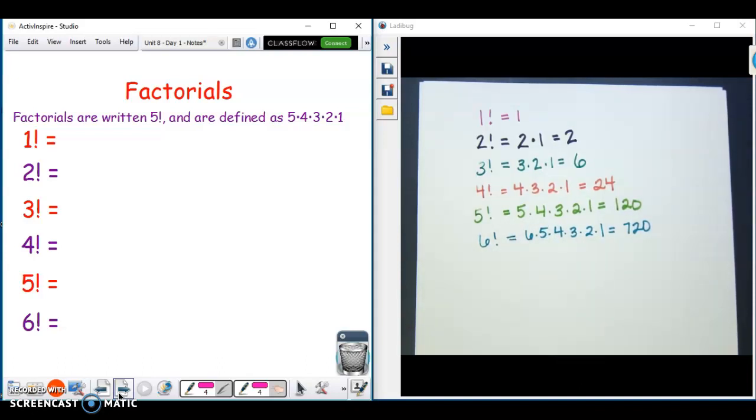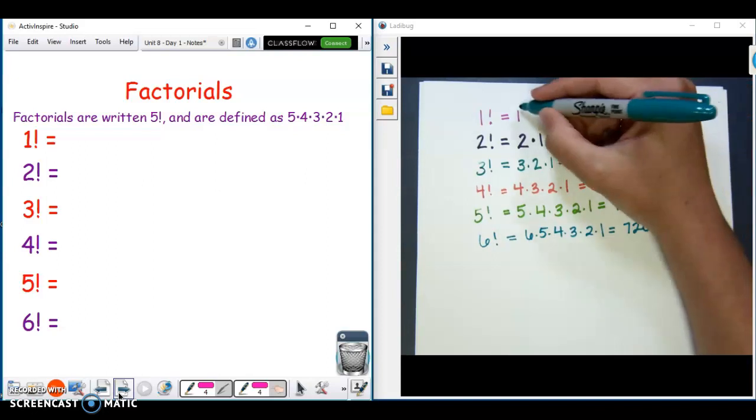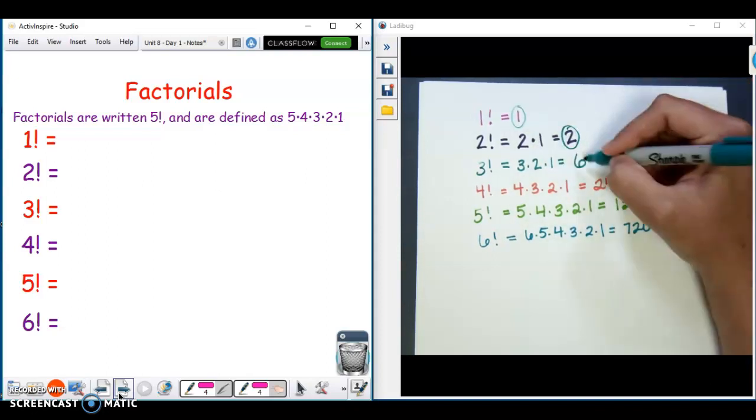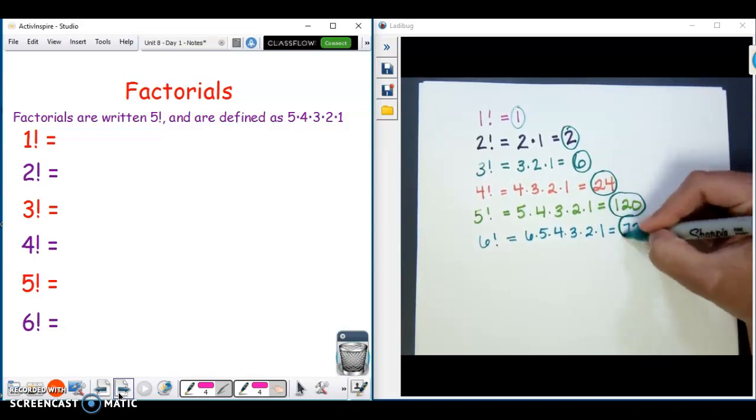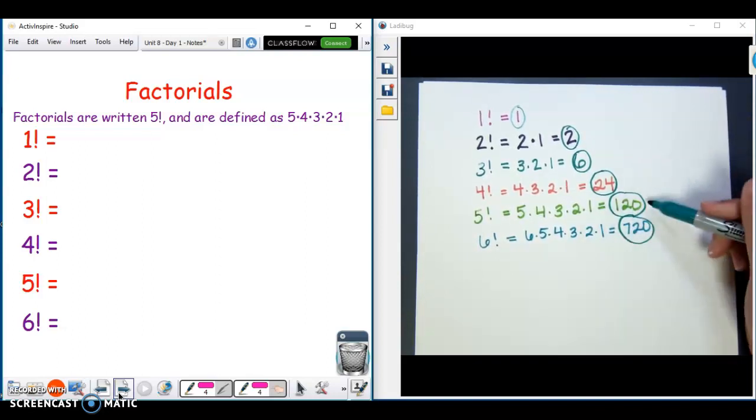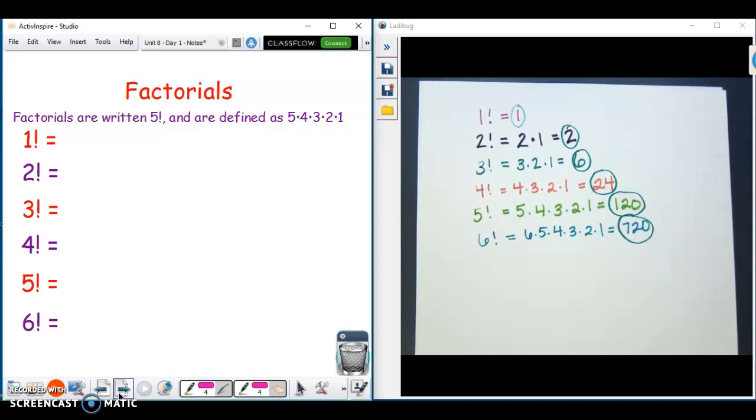So the reason that we're going over factorials mainly is so that you can spot these out. Sometimes, when you're looking for patterns, if you see these numbers, 1, 2, 6, 24, 120, 720, if you spot those numbers out, you can know that they're meaning a factorial in your patterns.